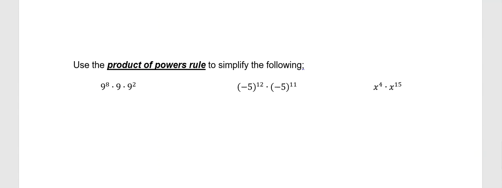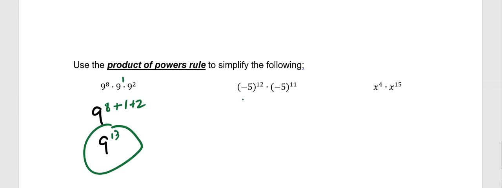So we'll do the first one together. So we'll see that this is really nothing more than my base of 9 with the exponents of 8. Now don't forget there's a 1 here. It's invisible to us, plus 1 plus 2. So that's going to give us a simplified answer of 9 to the 13th. If I could ask you to repeat those last 2, we'll check in and do more practice in class.